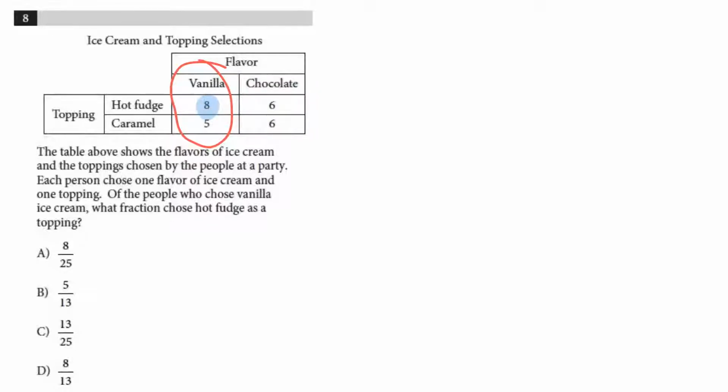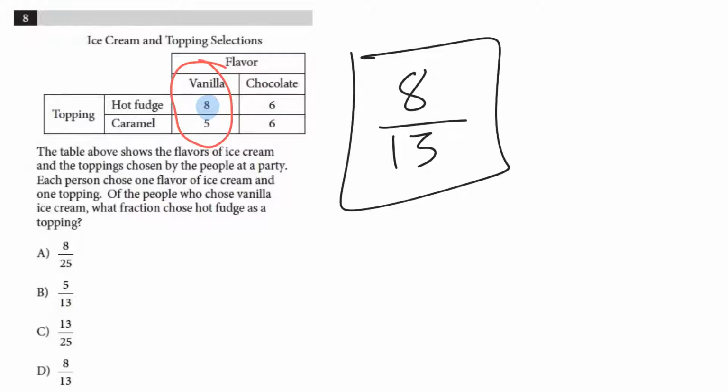Well, 8 chose hot fudge out of that group, and that group was a total of 8 plus 5 is 13. So the whole is 13. The part that we're concerned with is 8. 8/13. 8/13, that's D.